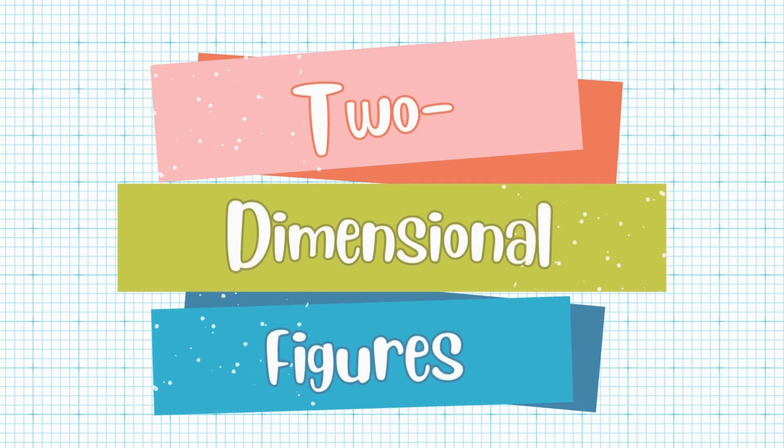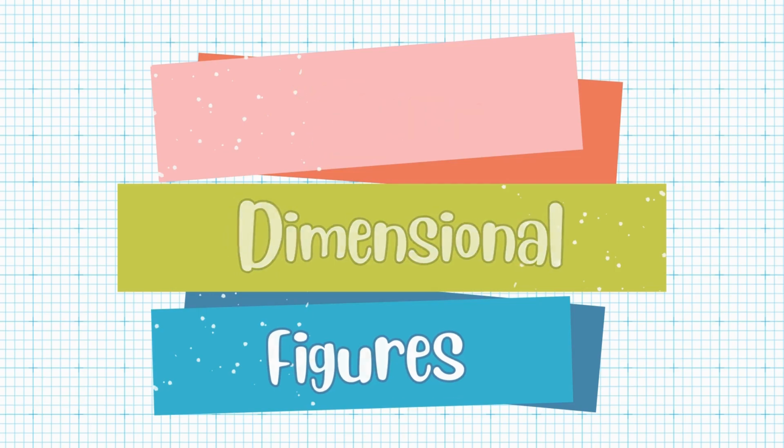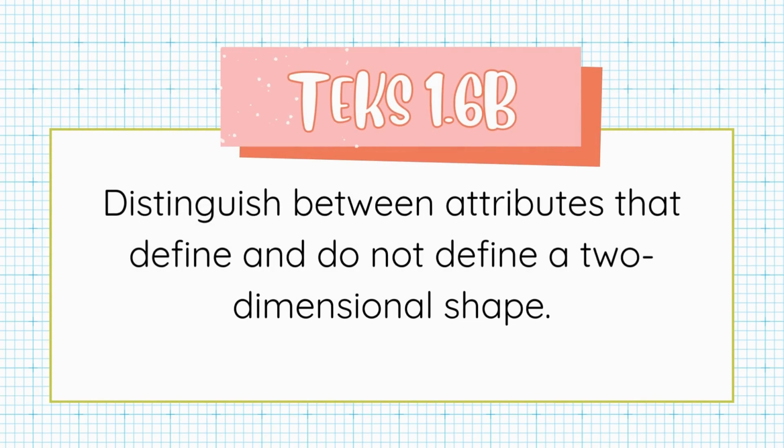Welcome first grade teachers. In this video, we will use a CRA approach to help students understand how to distinguish between attributes that define and do not define a 2D shape. Our major focus will be the concrete and representational stages of the CRA progression. The focus will be TEKS 1.6b.